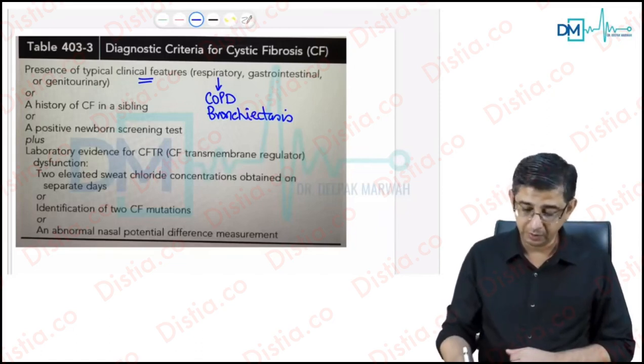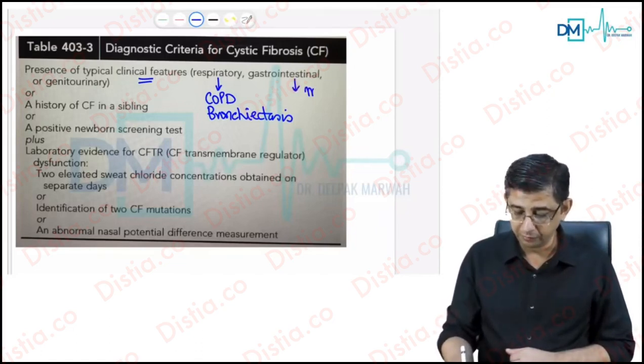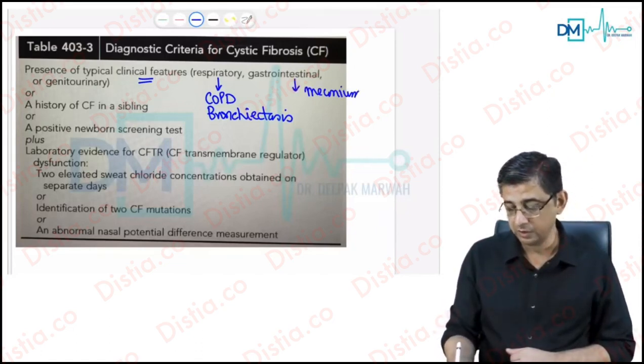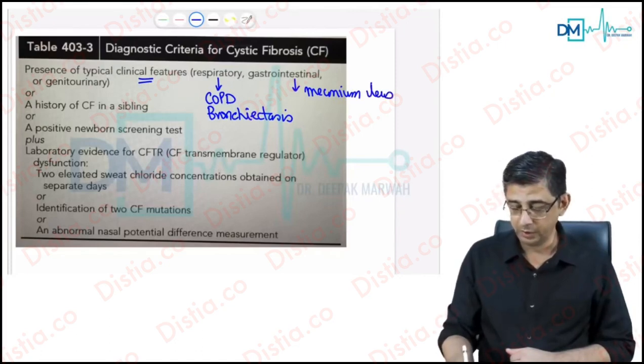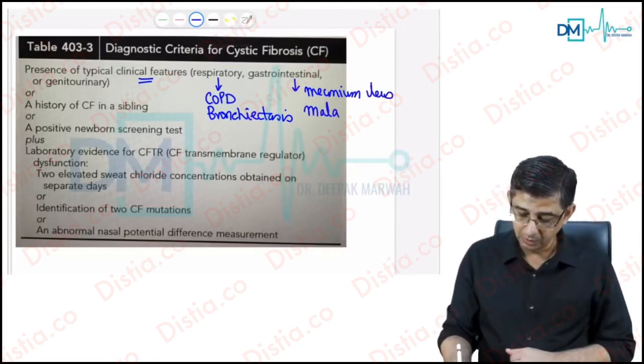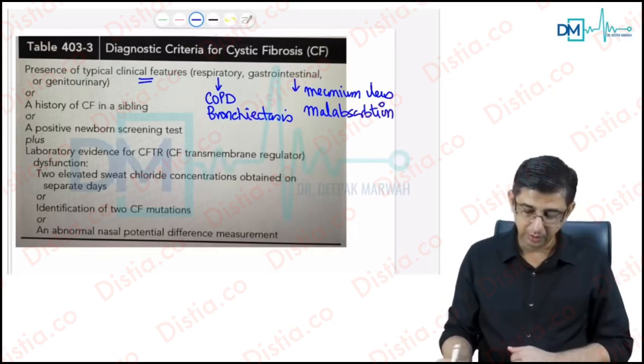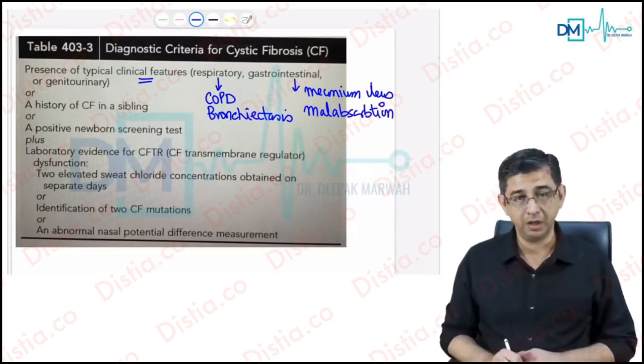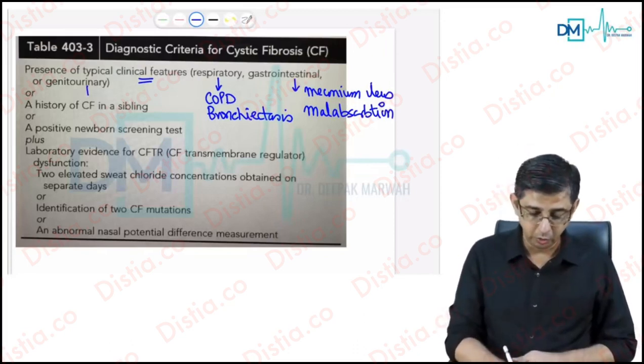The gastrointestinal manifestations can be in the form of first meconium ileus, which is the early one, and subsequently development of malabsorption syndrome. The malabsorption syndrome can range from something like osmotic diarrhea to steatorrhea occurring in a patient, and the genitourinary manifestations are in the form of a cervical mucus plug or azoospermia in the patient.